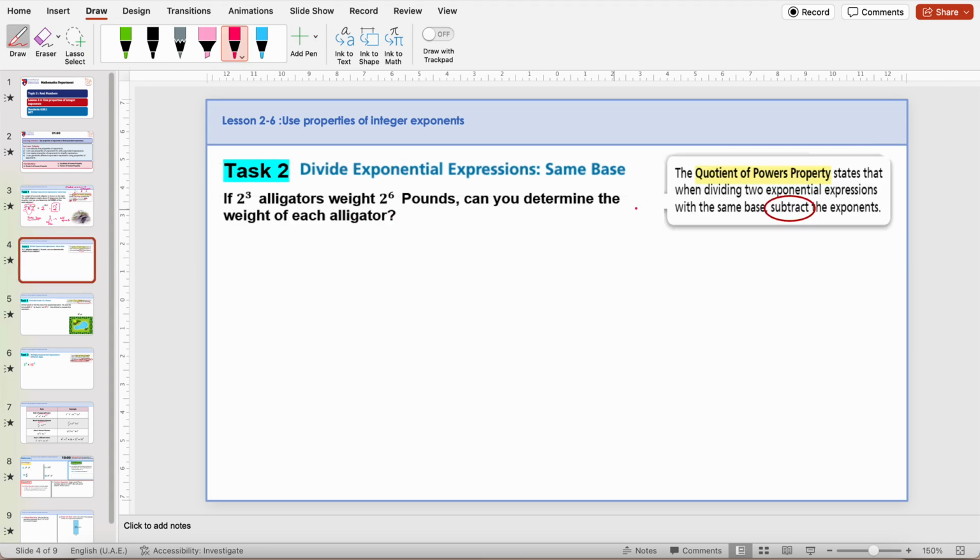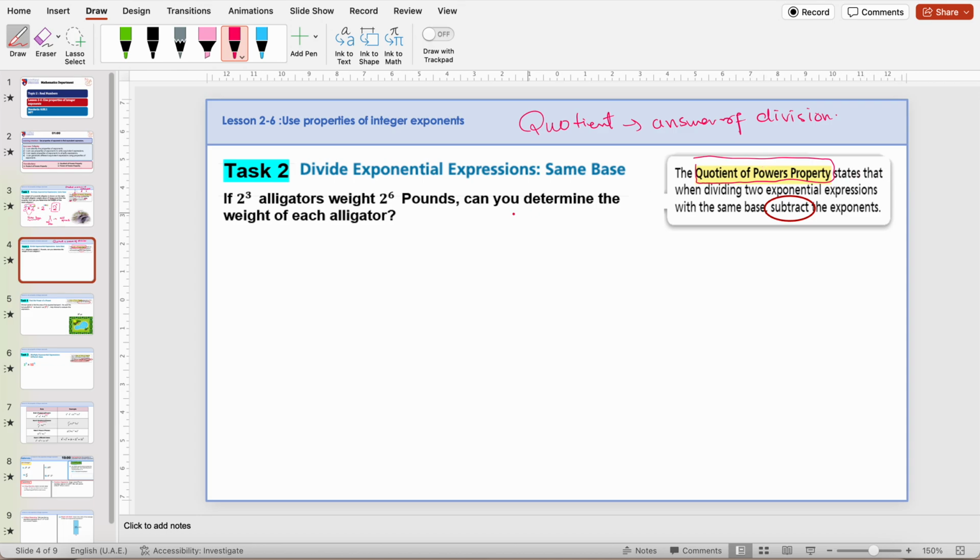Now, what about division? Let's see. So if I don't have multiplication, what if I have a division? So this property is called quotient of powers. And the word quotient means answer of division.